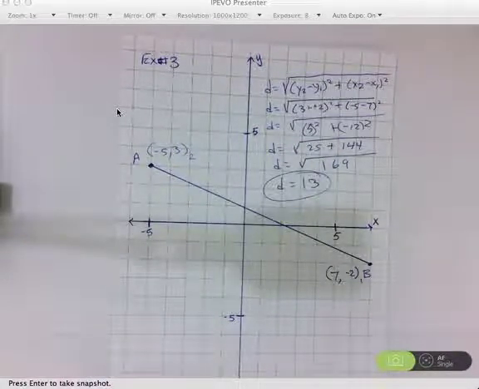Check in for another video coming soon about how this is related to the Pythagorean theorem, if you want some more explanation on that.